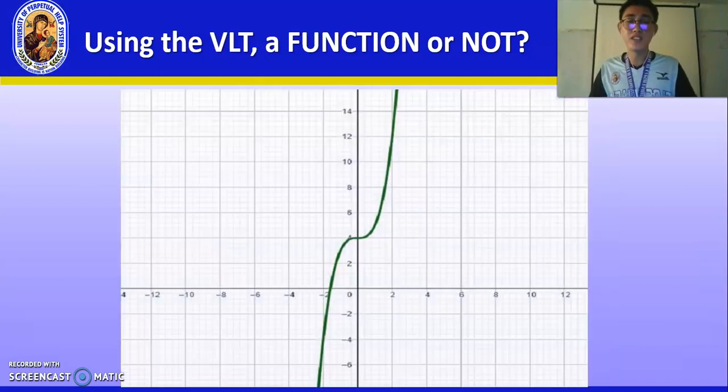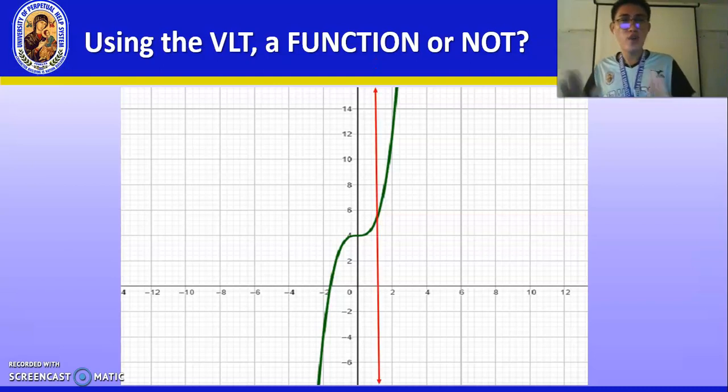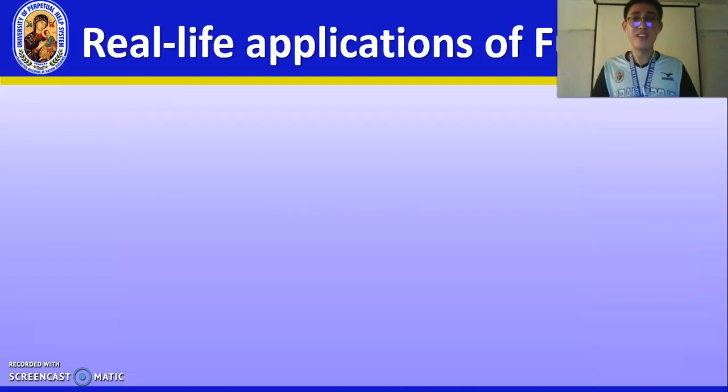Next. All right. How about this? Let's draw a vertical line. Whether you move the vertical line up or down, it will touch the graph at 1 point, mind you. This is an example of a cubic function. Next. Represent real-life situations using functions.